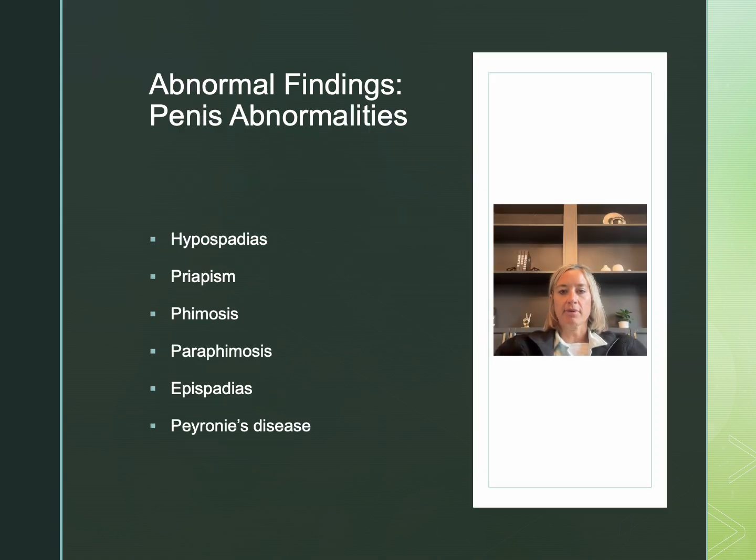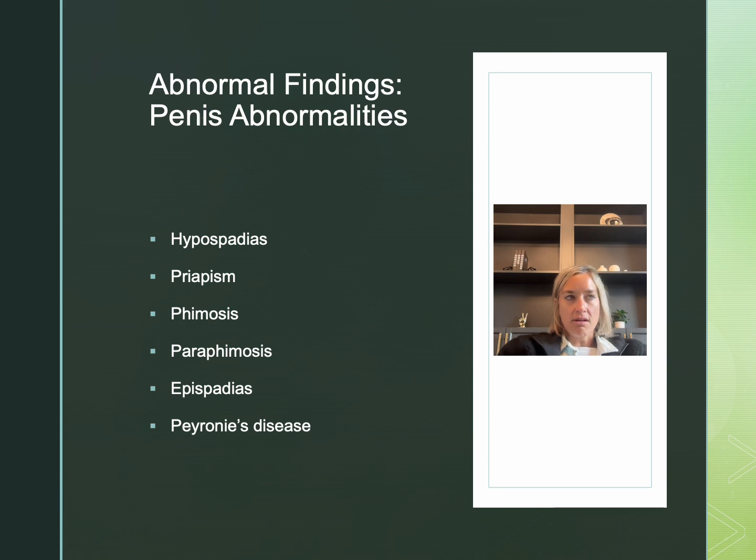Now, let's explore some of the structural and functional abnormalities that can occur with the penis. Each of these conditions has unique implications for both urinary and sexual function, and recognizing their presentations is essential for effective assessment. Hypospadias is a congenital condition where the urethral opening is located on the underside of the penis rather than at the tip. This can impact urinary function, and in severe cases, surgical correction might be required.